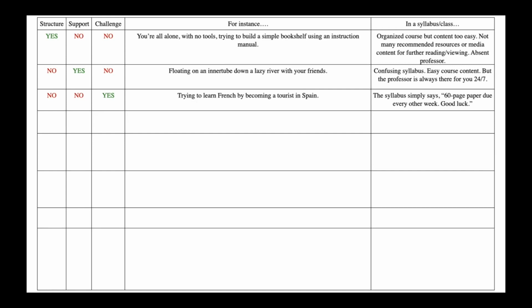The syllabus simply says 60-page paper due every other week. Good luck. Okay, so obviously we don't want to do that either.